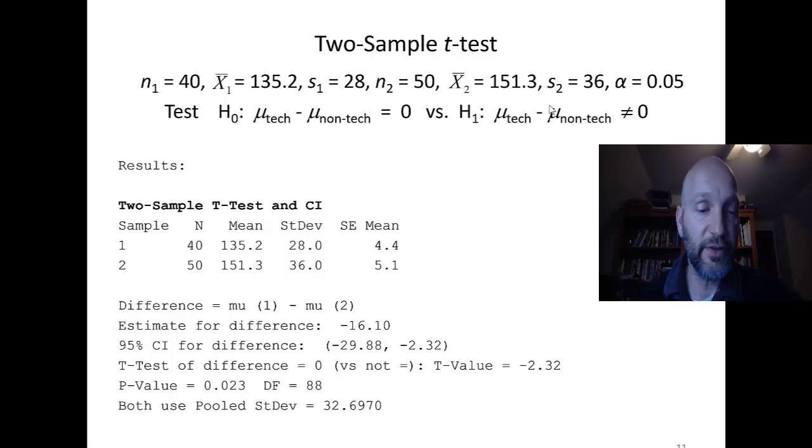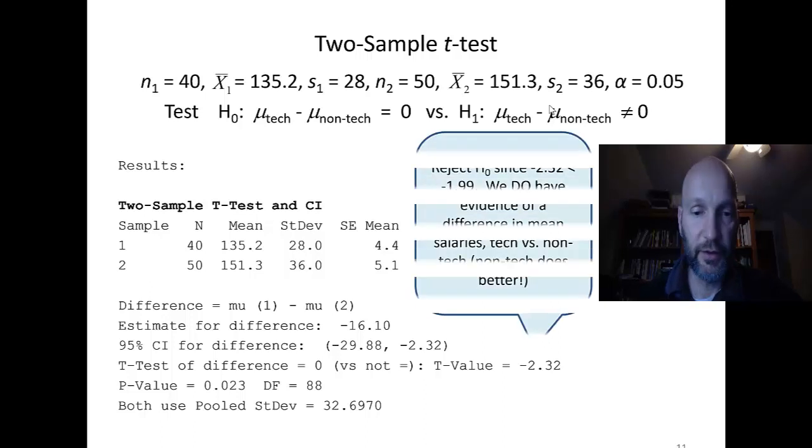A p-value is actually given to us for this as well. That's one feature that you get when you use software. And degrees of freedom are given to us, and then the pooled standard deviation of 32.697 is also given.